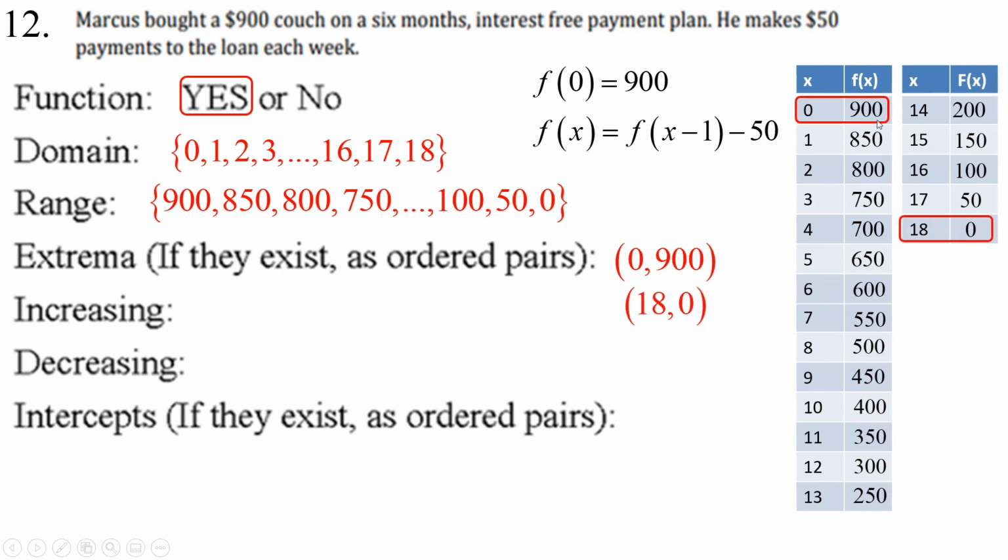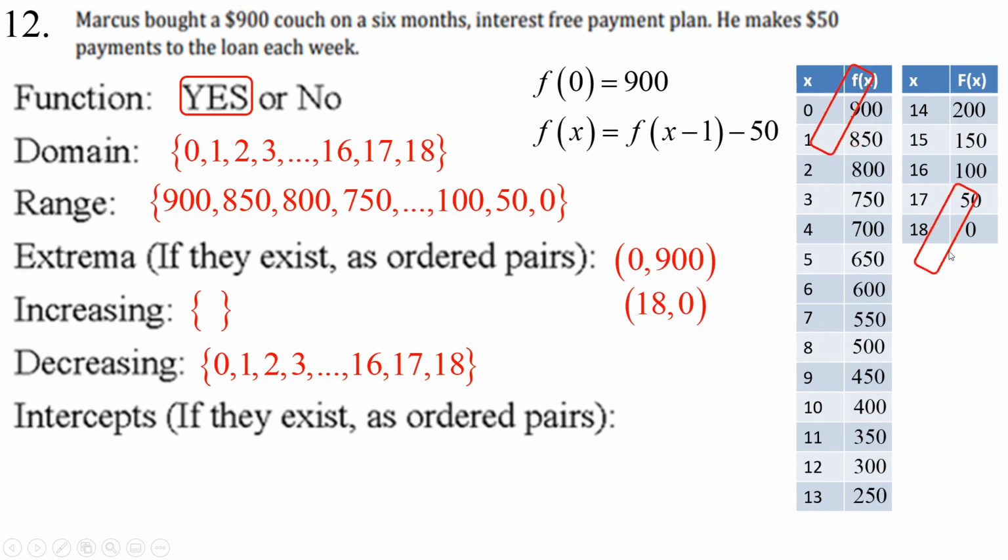Increasing. Well, we are hoping this is decreasing, so it's never increasing. And it's decreasing within its entire domain. So I'm just going to rewrite my domain. The set from 0 to 18. Okay, and this is discrete, and that's why we had to do all this set notation. The intercepts. Well, I see a y-intercept and an x-intercept. There they are right there. So I'm just going to write those as ordered pairs. 0, 900, and 18, 0.